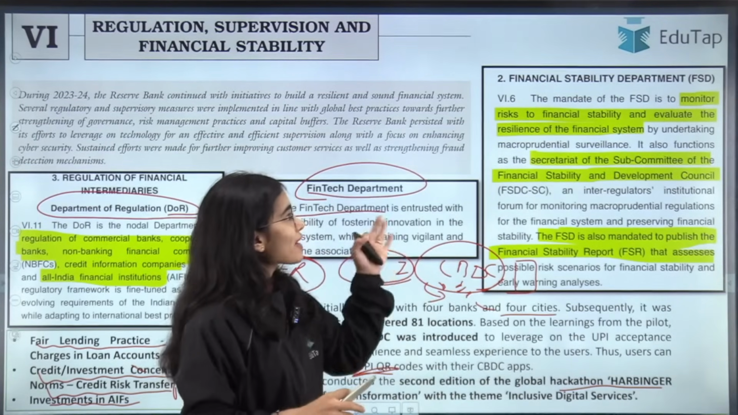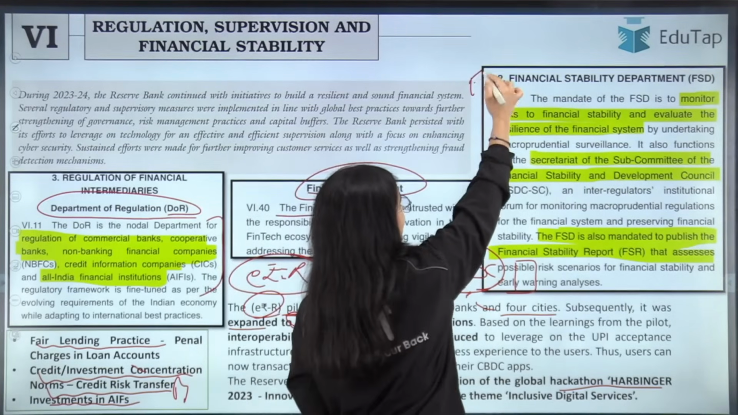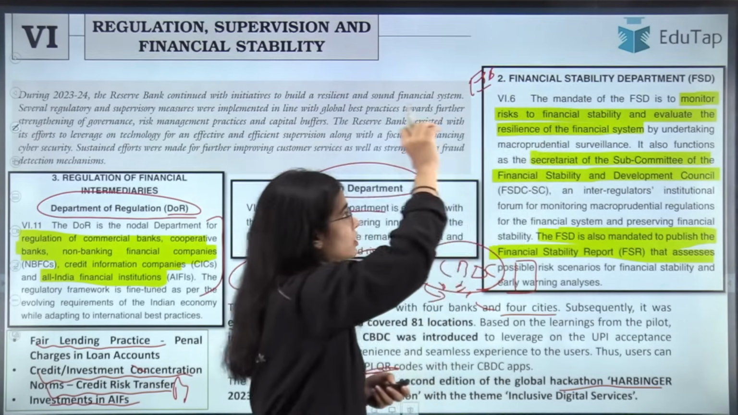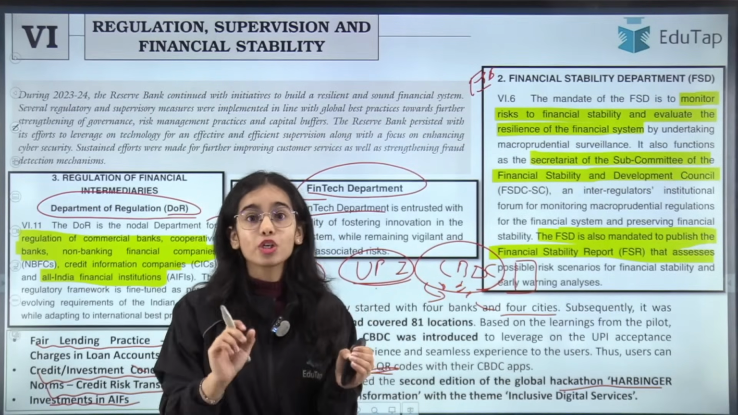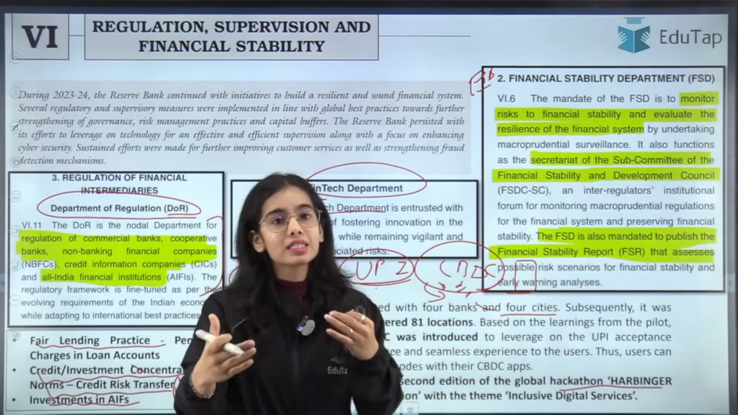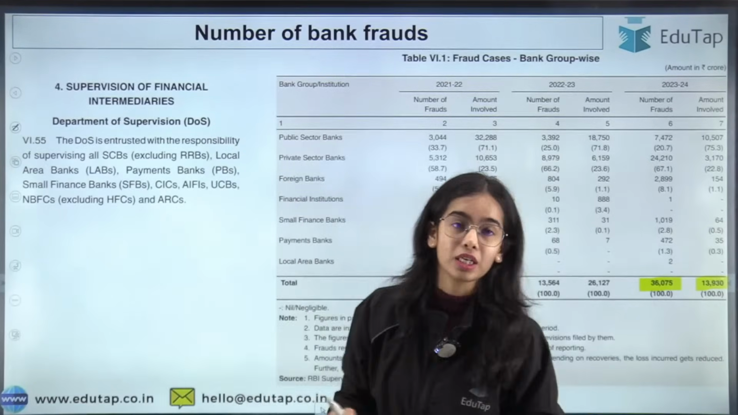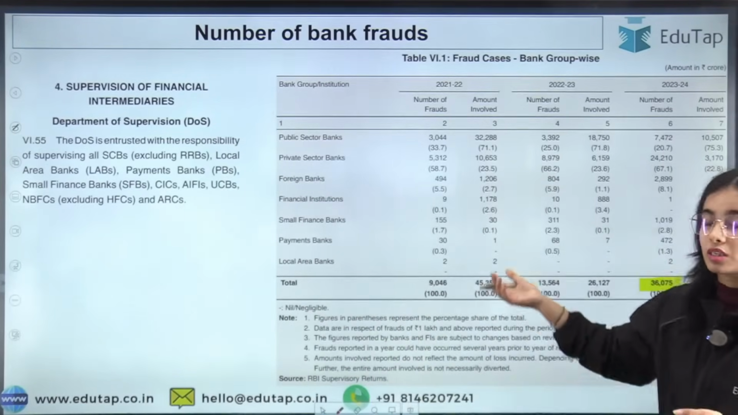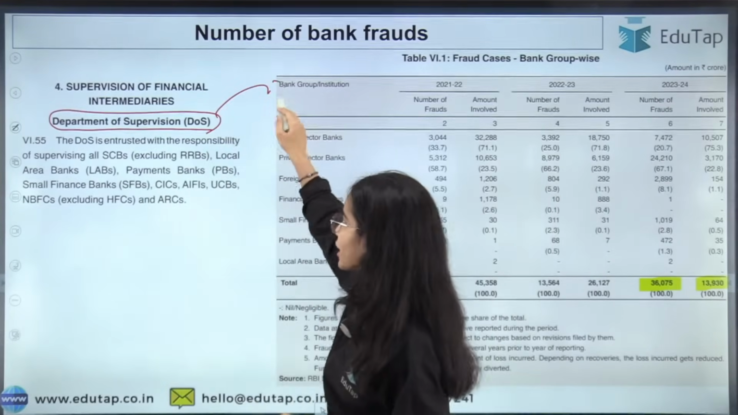Okay, next is the Financial Stability Department, which releases the FSR. The Financial Stability Department has the main task to look after the financial stability of the country, to monitor financial stability risk and to release the financial stability report. This is one of the functions of the Financial Stability Department. The number of bank frauds is also covered, as the Department of Supervision releases this kind of data.